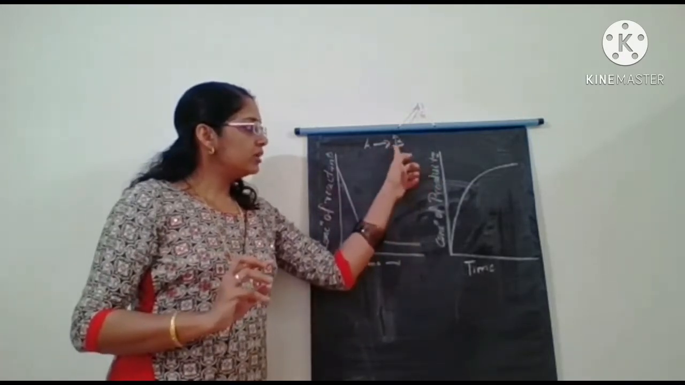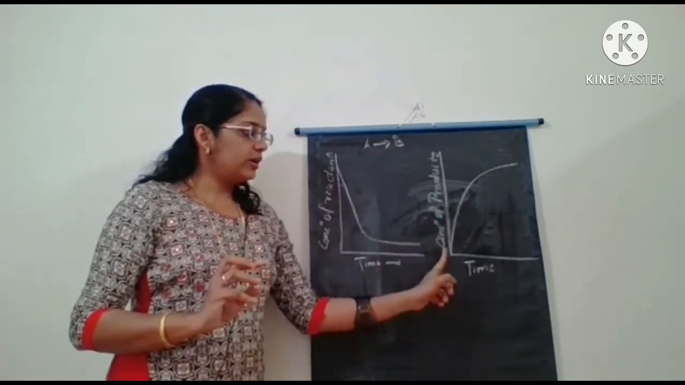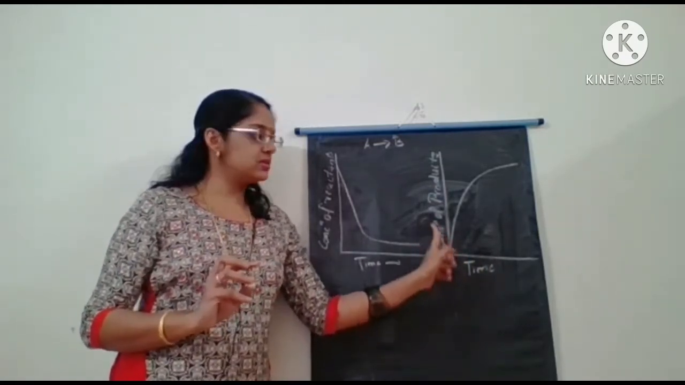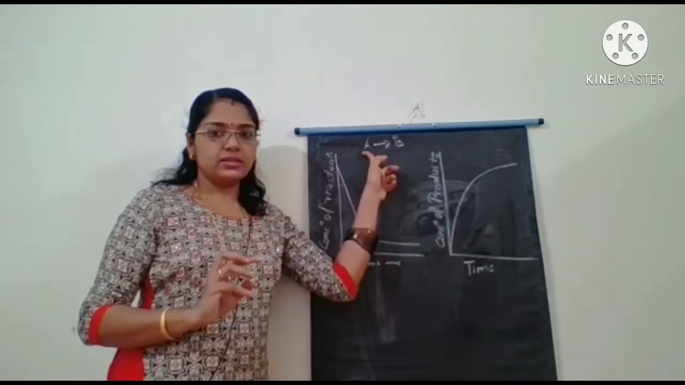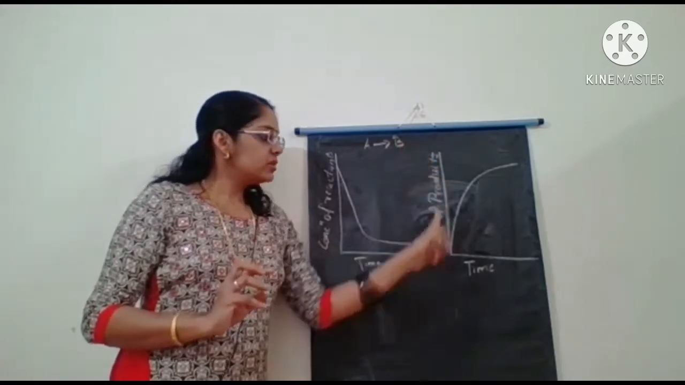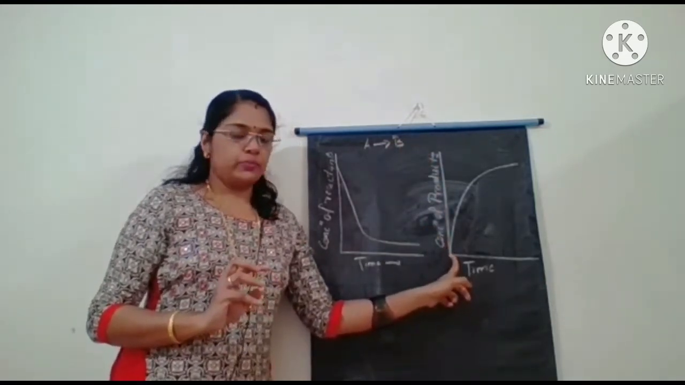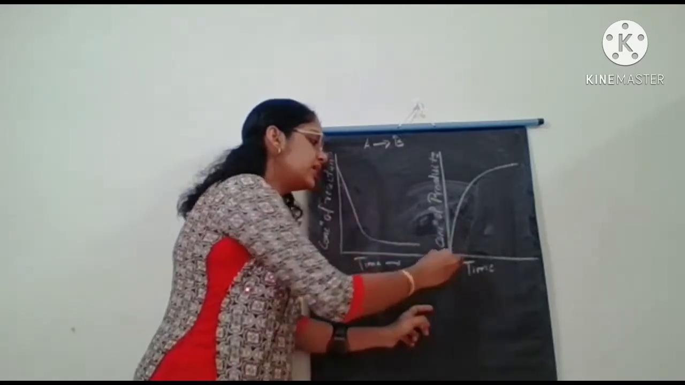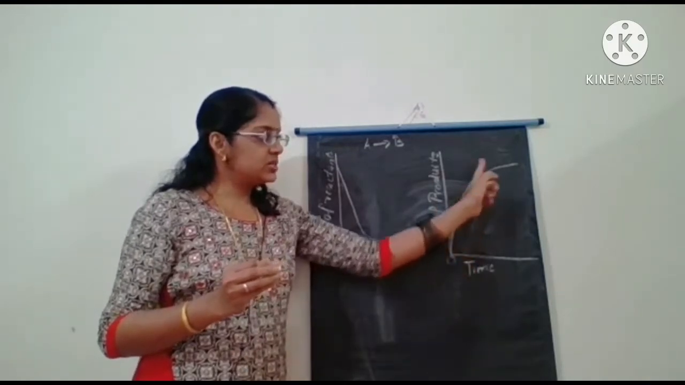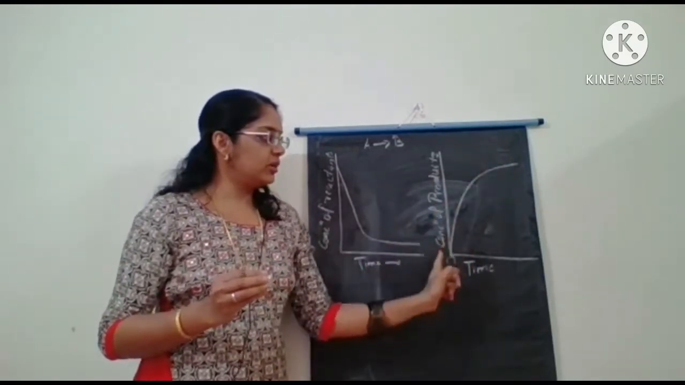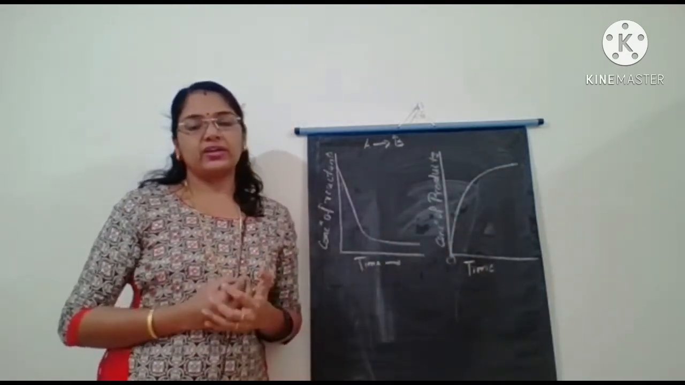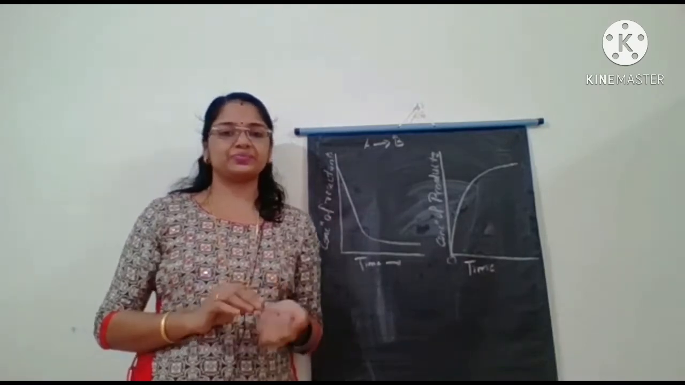Similarly, when we are plotting the graph between concentration of the product and time, initially the concentration of the product will be 0. When the chemical reaction takes place, the product concentration increases. So first the concentration of the product is 0. Then as the chemical reaction takes place, the product concentration slightly increases and the graph will be like this. Then again by finding the slope, we can find out the rate of chemical reaction.